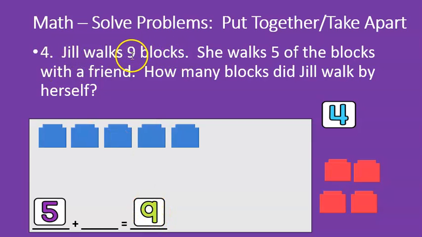So we already completed this first sentence, okay? Let's keep reading. She walks 5 of the blocks with a friend. Now, how many blocks does she walk with a friend?